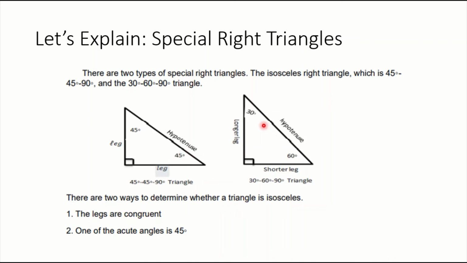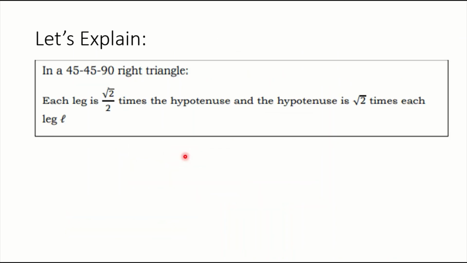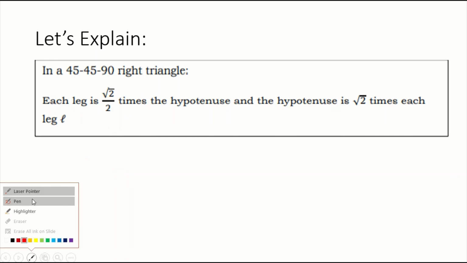This one is the 30, 60, 90. There are two ways to determine whether a right triangle is isosceles: the legs are congruent or one of the acute angles is 45. Tatandaan mo lang, kapag isosceles daw siya, either the legs are congruent or may isang angle na 45 degrees. In a 45, 45, 90 triangle, each leg is square root of 2 over 2 times the hypotenuse. Tanda mo yan.